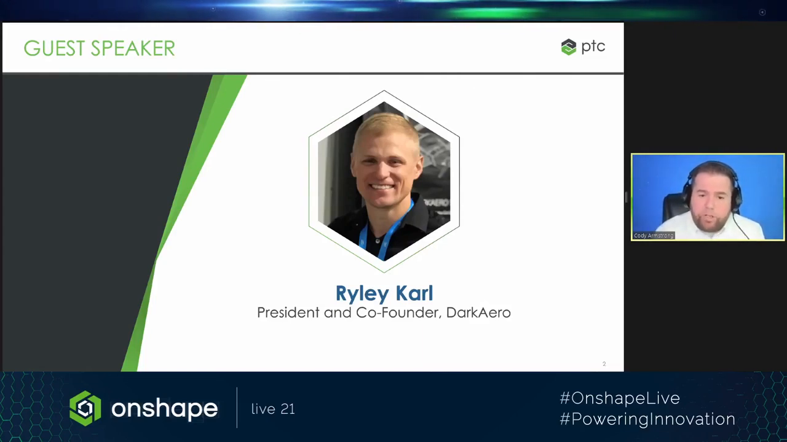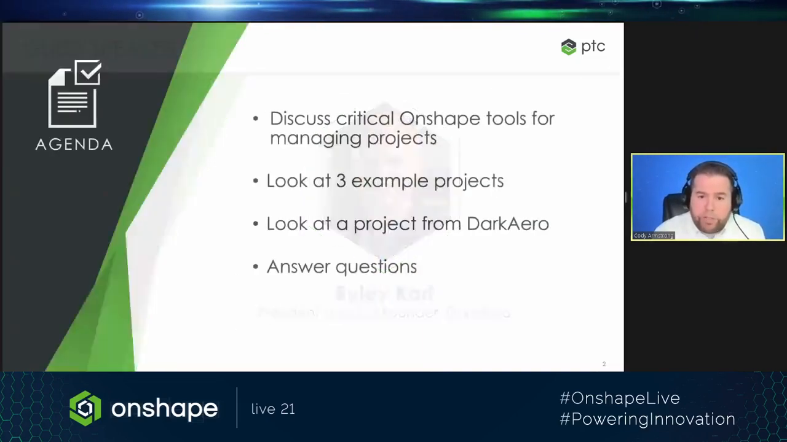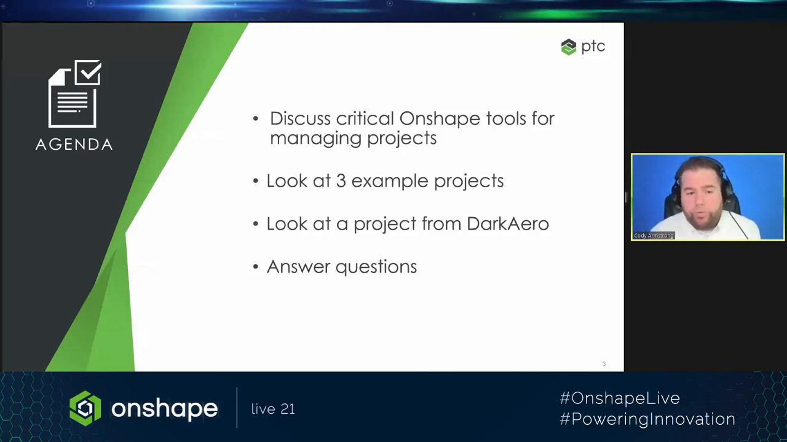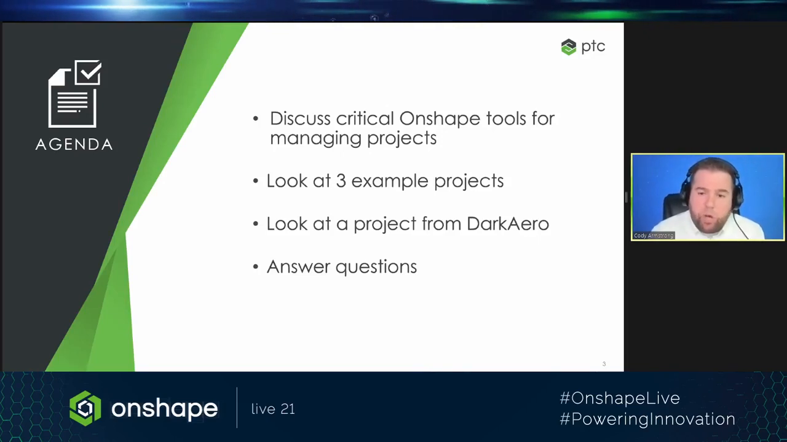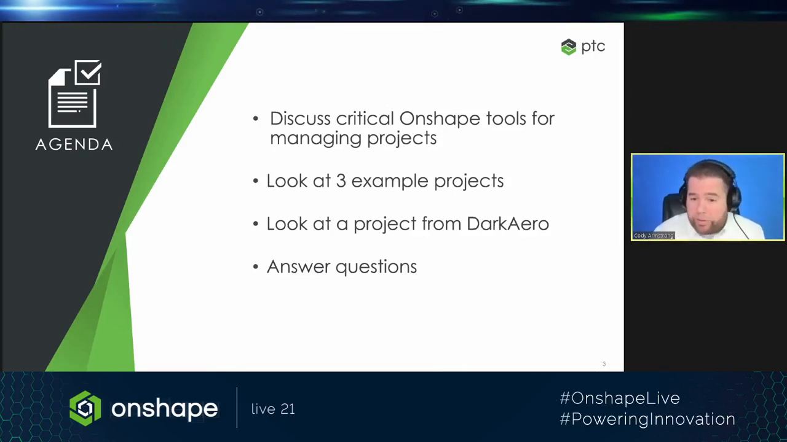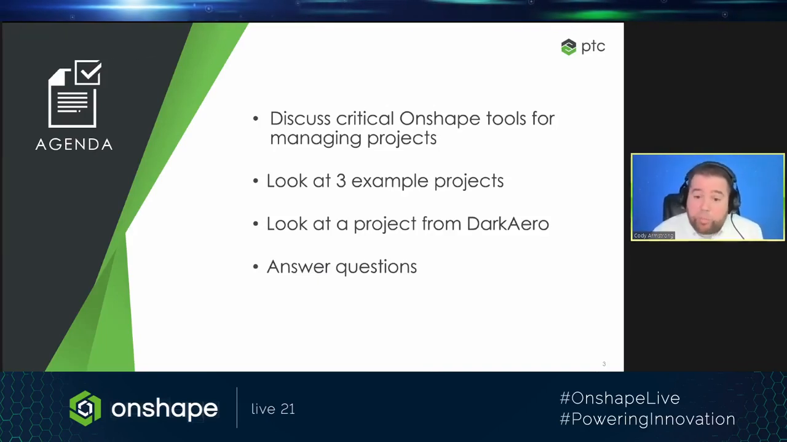So as I mentioned before, the goal today is really to discuss the critical Onshape tools for managing projects. And the reason I bring this up is, again, the most common question that we get is, I would like to see how other engineers or other companies use this tool or that tool, or how they handle this process. And so the idea today is to give you all the tools that are most common in managing projects in Onshape. And we're going to do this through three examples: a single engineer using a single project as an example, kind of the most basic example.